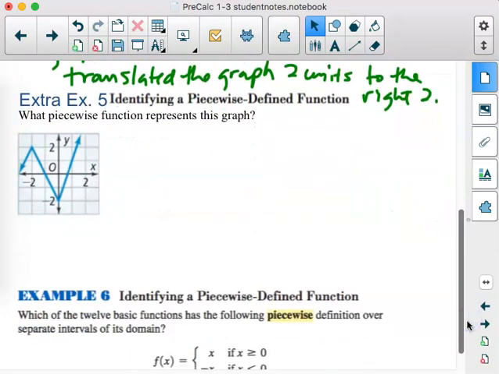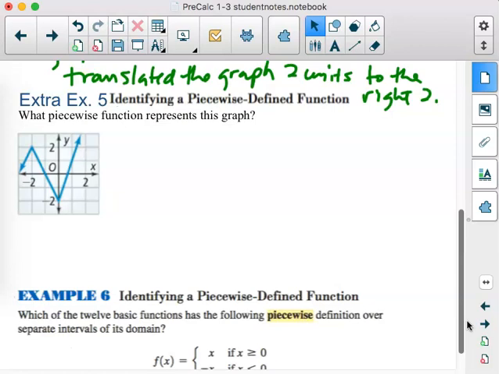This one brings us to the third big chunk of our objective, which was to combine the 12 functions in various ways to create new functions. This is huge in computer programming. Computers speak math. That's how you program a computer, is by using math.